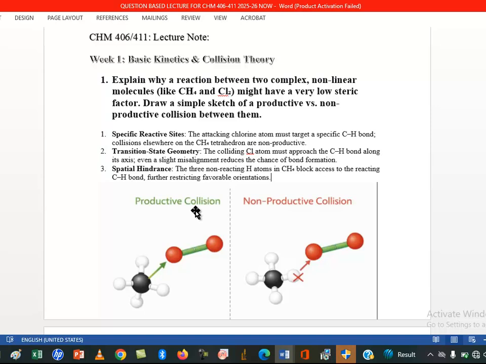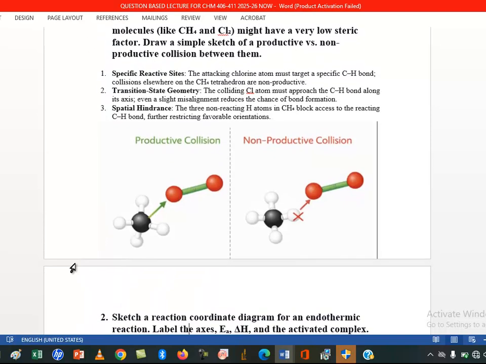Now to the second part of the question, draw a simple sketch of a productive versus non-productive collision. So the first one here you have is productive collision, where you see the arrow comes from the carbon to the two chlorine atoms. But this is non-productive because the arrow is coming from the hydrogen to the two chlorine atoms, so they cannot bind, so this is non-productive.